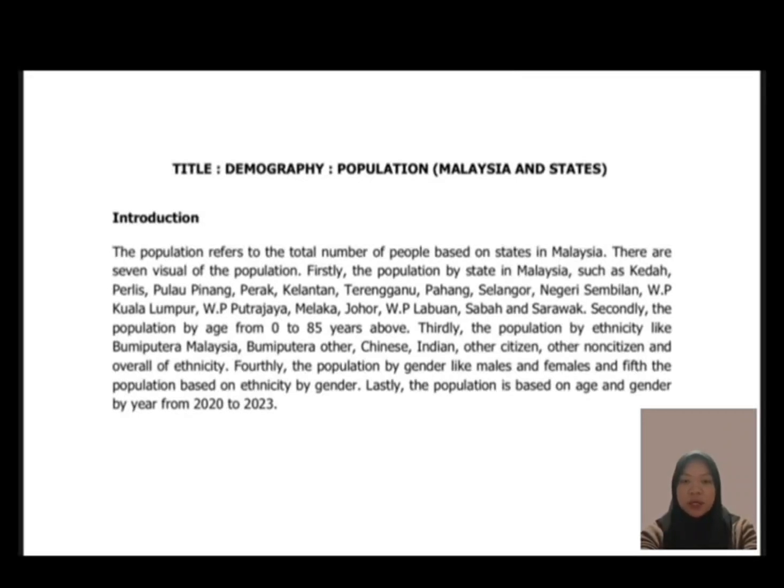Secondly, the population by age from 0 to 85 years above. Thirdly, the population by ethnicity like Bumiputra Malaysia, Bumiputra other, Chinese, Indian, other citizen, other non-citizen and overall of ethnicity. Fourthly, the population by gender like males and females. And fifth, the population based on ethnicity by gender. Lastly, the population based on age and gender by year from 2022 to 2023.